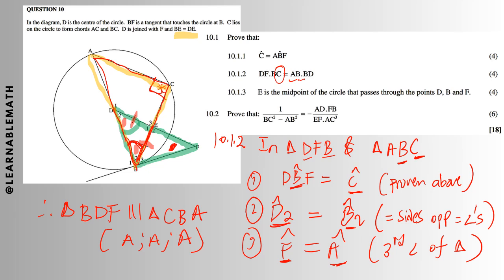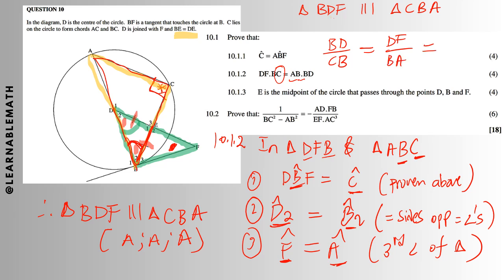Okay, so we have now proven similarity. After proving similarity, you can go to what? To proportionality. So now that we know that triangle BDF is similar to triangle CBA, we can then move to proportionality to say BD over CB will be equal to DF over BA, right?